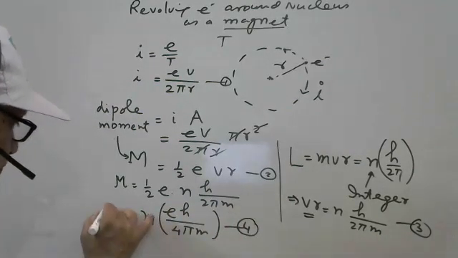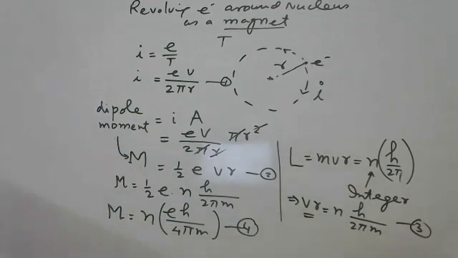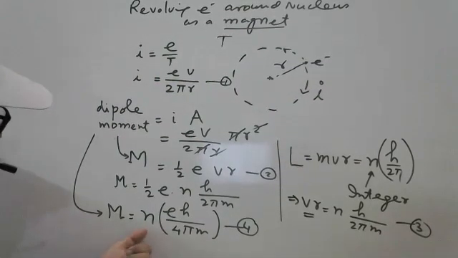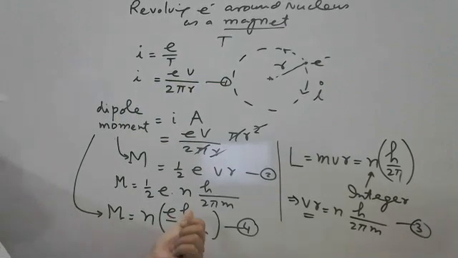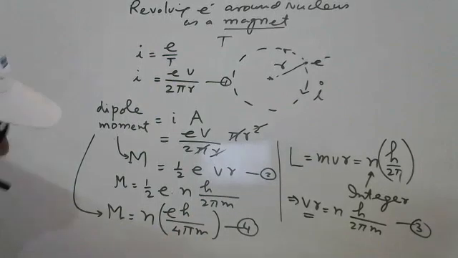This is equation 4. So the dipole moment is finally given by M equals n eh upon 4 pi m, where n should be an integer, e is the charge of the electron, h is the Planck constant, and m is the mass of the electron. For any particular orbit, this quantity is always constant, because e is the charge of the electron, h is the Planck constant, 4 pi is constant, and m, the mass of the electron, is also constant.